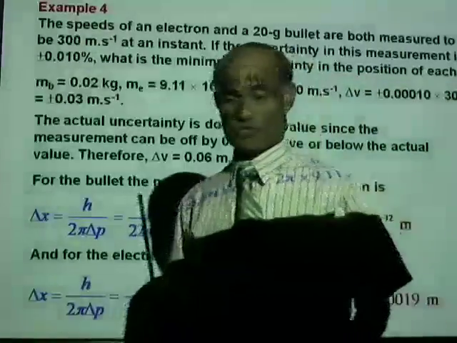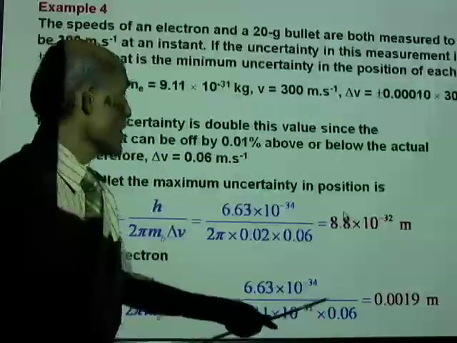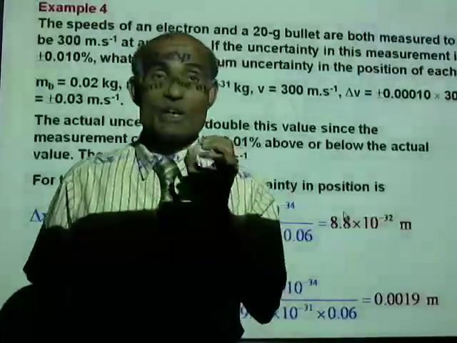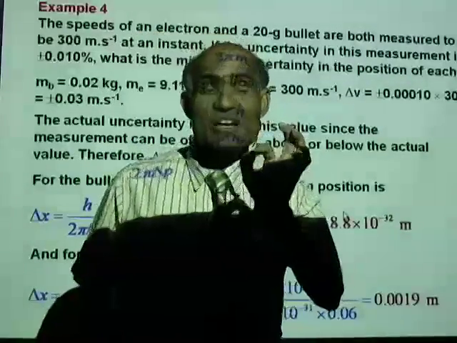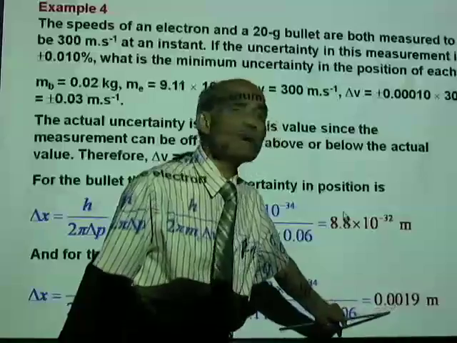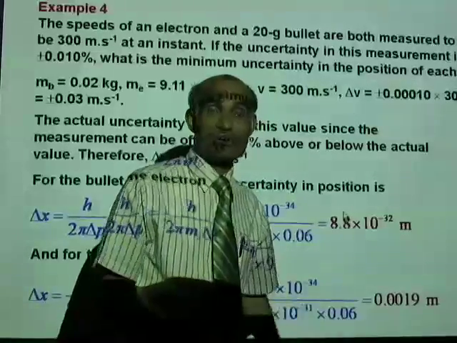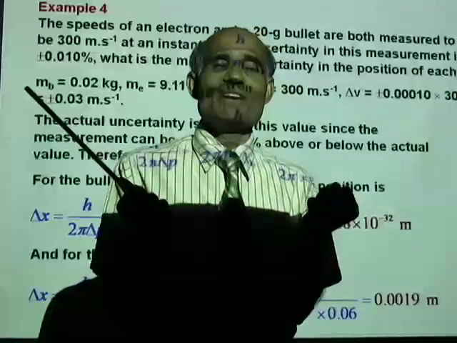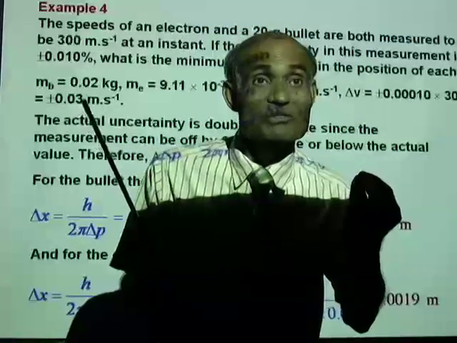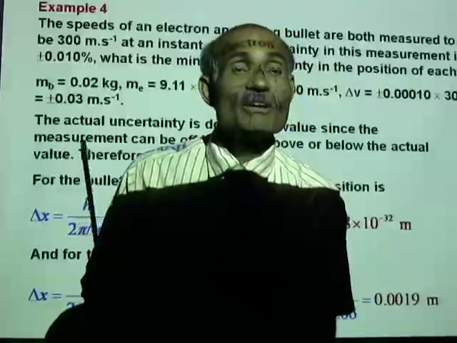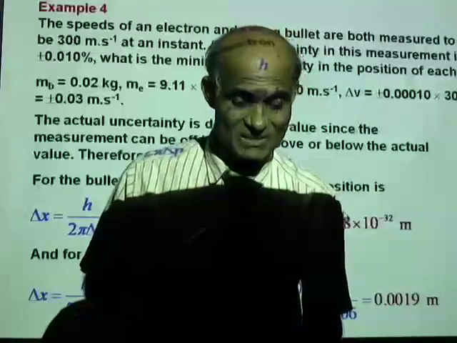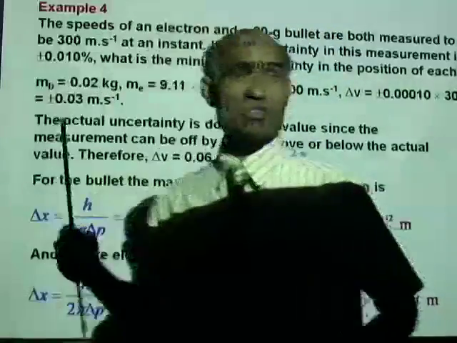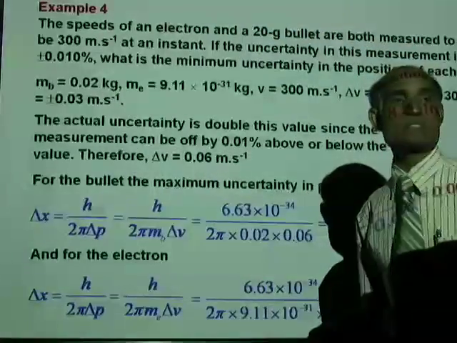0.0019 meter. So there is an uncertainty of 0.0019 meter. Now remember, considering the size of the electron, this is a humongous number. So there is a very large measure of uncertainty in locating the position of the electron when the uncertainty in its momentum is given to us. I hope that particular point is illustrated by this problem.